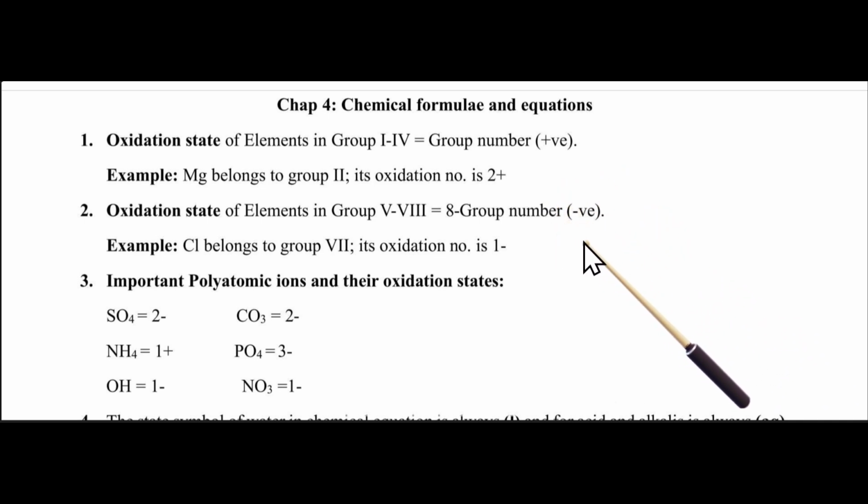It means they will usually gain the electrons, because it is more suitable for them to gain electrons rather than to lose electrons, because it is easy to gain the electrons. For example, chlorine belongs to group 7, so its oxidation state is 8 minus 7, that is 1. But the negative charge will come because it will gain 1 electron. Okay, so this is how you calculate the oxidation states of different elements in different group numbers.